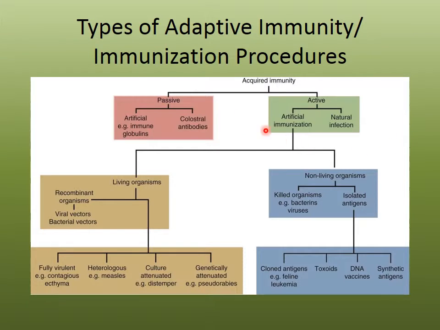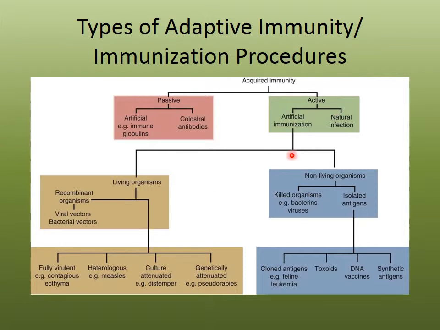Active immunity is a little bit more complicated because we have over here the easy one, natural infection. That's like chickenpox, like I was talking about before. When we were kids, a lot of us got chickenpox and never got it again. That's natural infection acting as an active vaccination. Then there's artificial immunization, and this is what we do day in and day out in veterinary medicine.